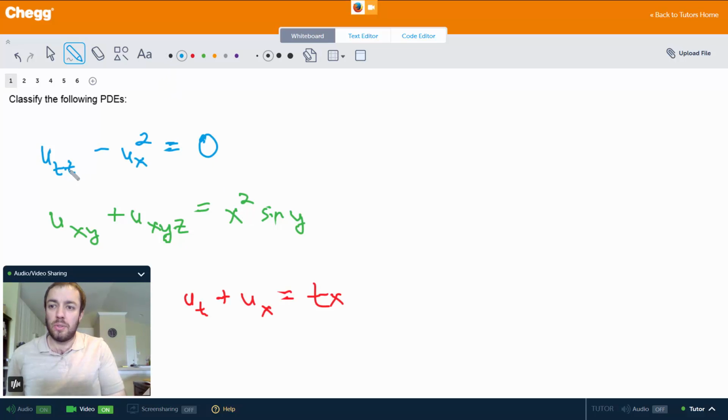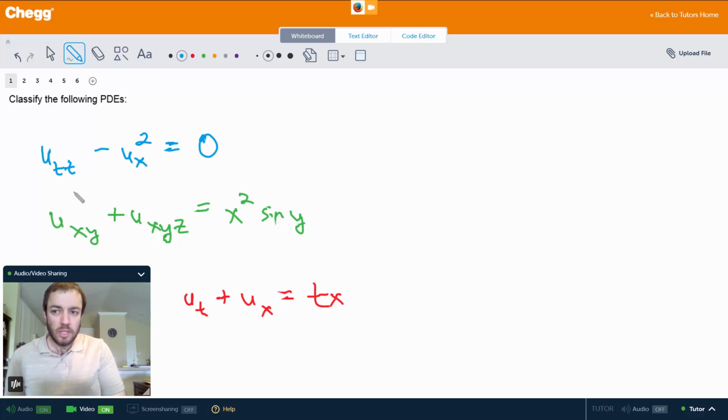So here we want to classify the second partial derivative of u with respect to t minus the partial of u with respect to x squared equals 0. When we look at these three equations, we're going to look at three things. One is linearity versus nonlinearity. Another one is homogeneous versus inhomogeneous. And then finally, we're going to look at the order of the equation.